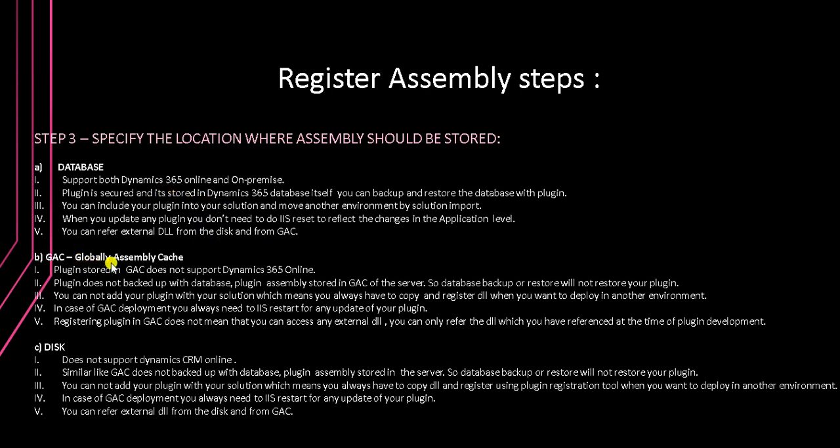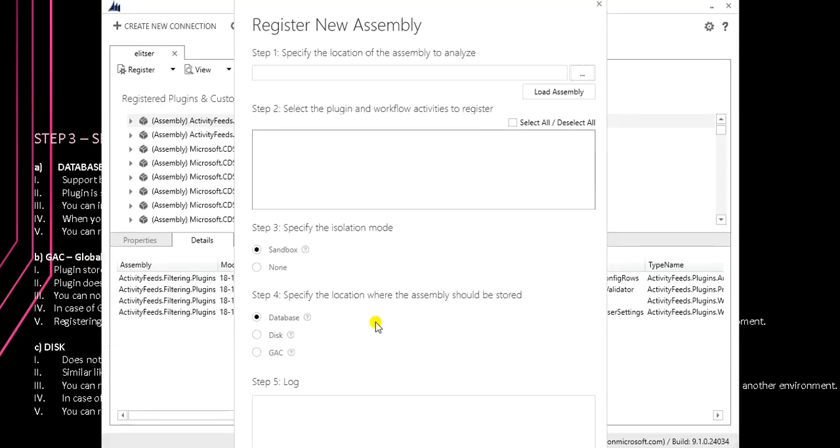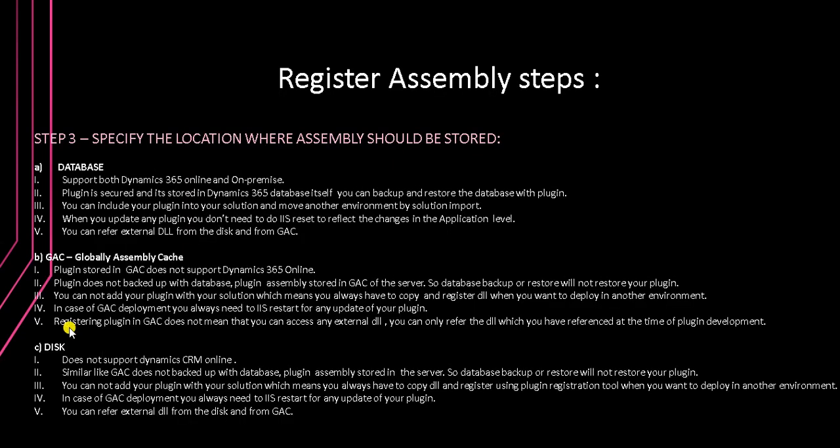Next is GAC, which is termed as Global Assembly Cache. A plugin stored in GAC does not support Dynamics 365 Online. So if I am using Dynamics 365 Online, I cannot store inside GAC, it will show me error. Plugin does not back up with database. Plugin assembly is stored in GAC of the server. So database backup or restore will not restore your plugin.